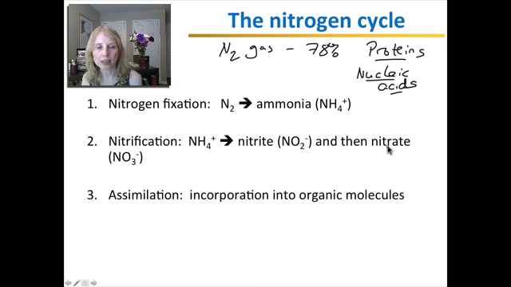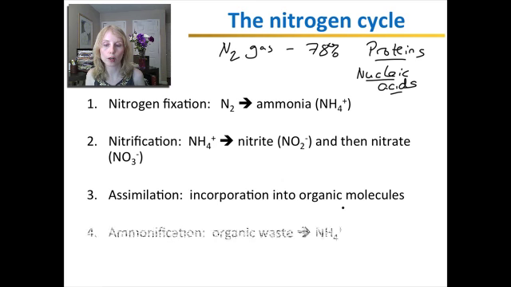Plants absorb nitrate from the soil and they incorporate it into organic molecules such as proteins and nucleic acids. Then we, consumers, can get our source of nitrogen by eating the producers or by eating other animals that have already eaten producers. When plants and animals die, the waste is then decomposed by decomposers in the soil.